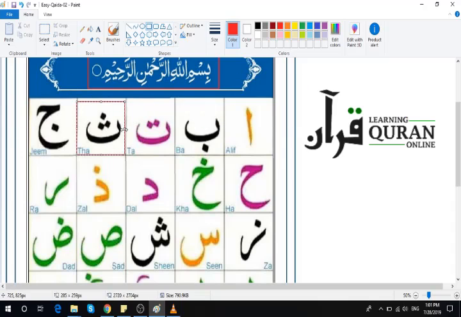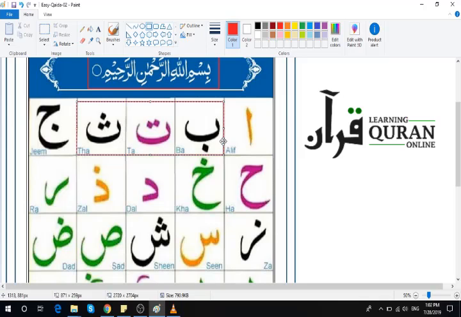Very simple and easy, and you only need to remember that there are three letters which look the same shape, with only one difference, and that is the dot. We have only two ways to identify or recognize any letter, and that is the dots and the shapes. Because all three letters are the same shape, here we have only one way to recognize these letters, and that is the dots.